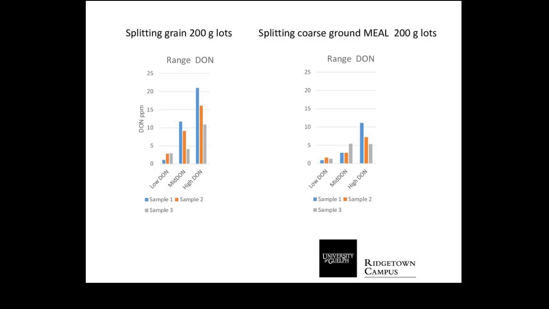And then if you compare that to the range when we coarse ground the meal before we did our testing and regrinding, you can see that the range dropped considerably. And so we have a much more consistent result when we ground the entire sample.